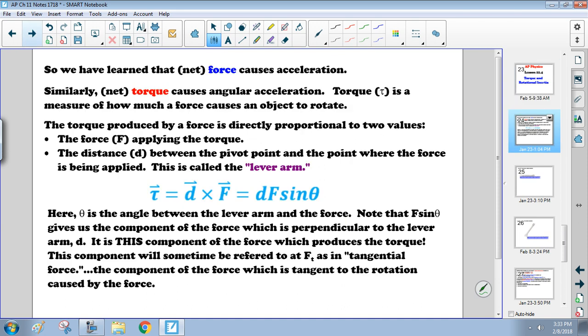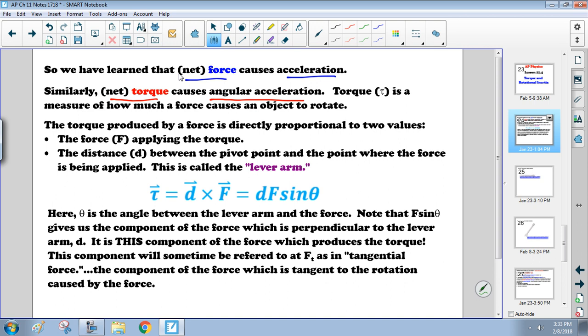At the beginning of the year, we learned Newton's laws, and one of the things we learned is this idea that net force causes acceleration, right? And last year in honors, hopefully you learned that in a similar way, net torque causes angular acceleration, right? And so torque is a measure of how much a force causes an object to rotate, all right?